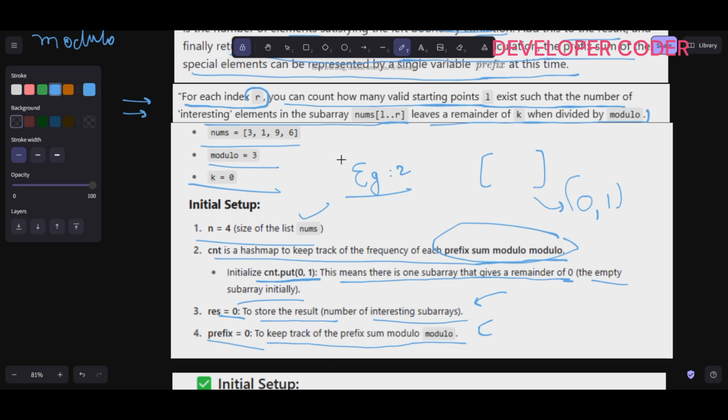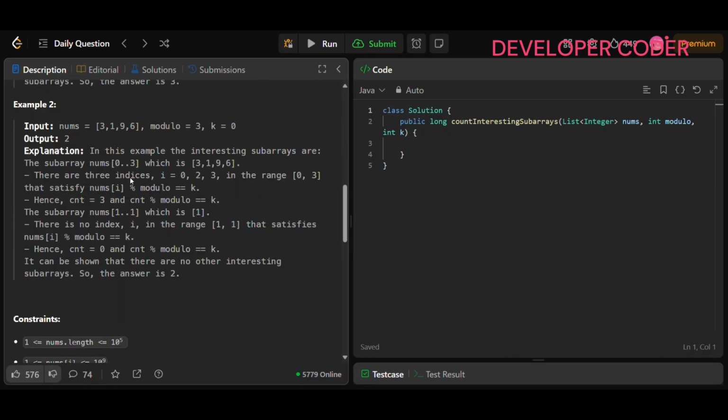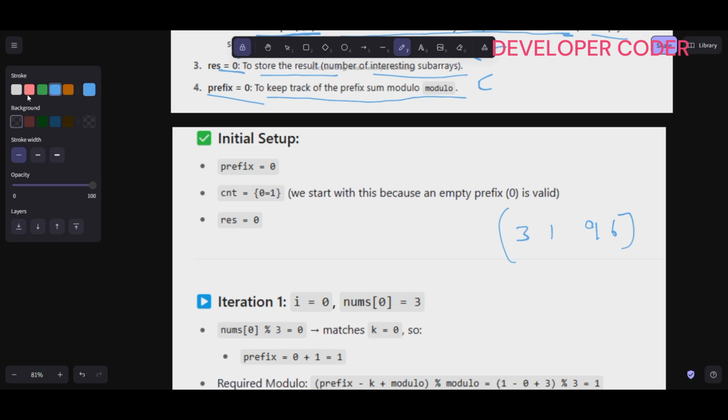Take the example 3, 1, 9, 6. Output is 2. Now here prefix is 0 initially, count of 0 is 1. We start with this because an empty prefix of 0 is valid. Empty prefix is also valid, right? And result is equal to 0 initially.